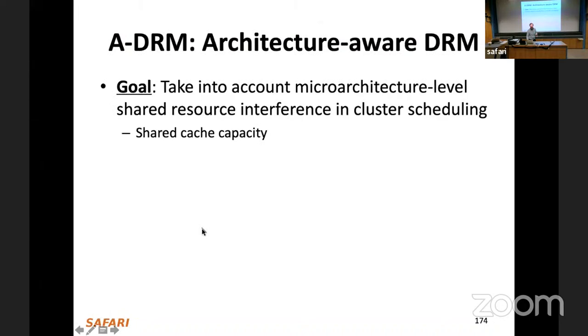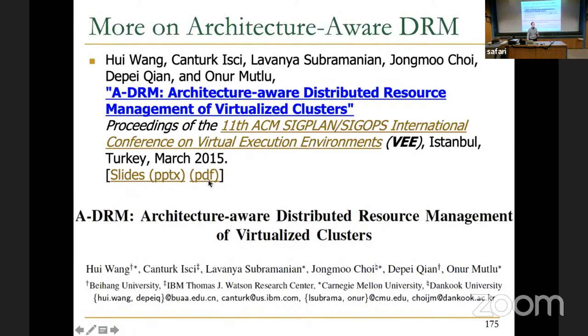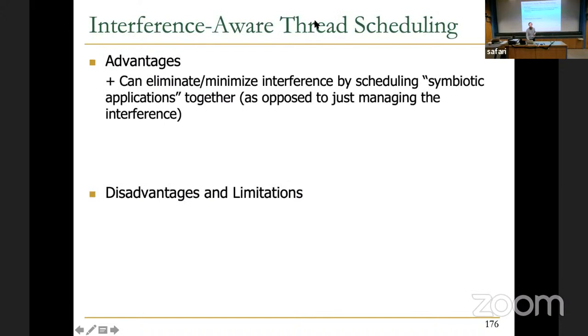I'm not going into details of it, but basically you may have data center schedulers that monitor and detect contention that happens in caches and the memory bandwidth. These schedulers may try to balance microarchitecture level resource usage. Again, we don't have time. You can take a look at some papers. So the big advantage of interference aware thread scheduling is you can eliminate or minimize interference by trying to schedule symbiotic applications together, as opposed to just managing interference. Again, this is different from prioritization. You basically control how much interference happens by scheduling applications nicely.